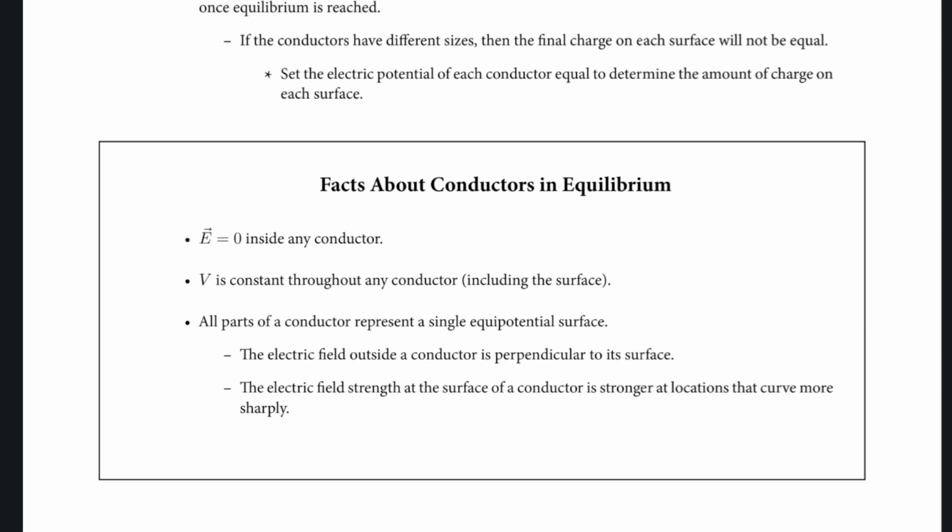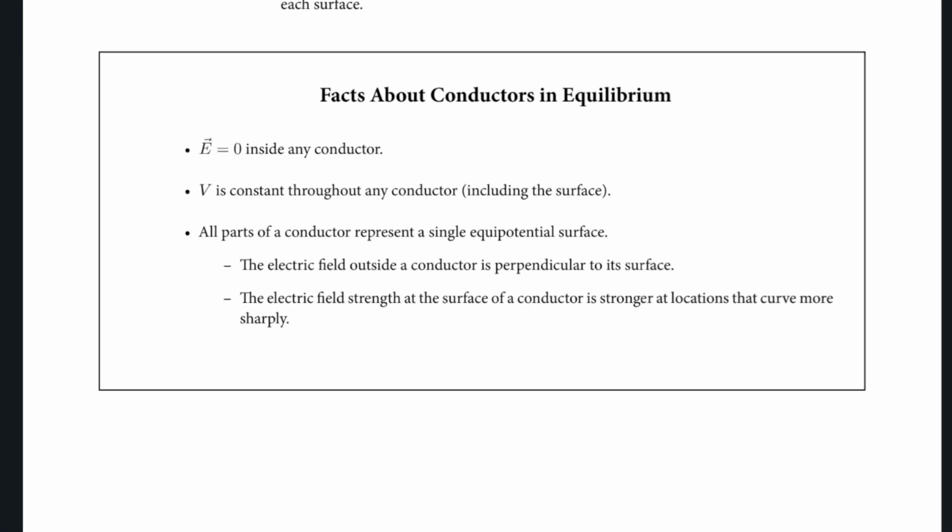So here's our little conductor fact sheet. E equals 0 inside any conductor, and V is constant at all points. All parts of a conductor are an equipotential surface, so the E field is perpendicular, and the E field is stronger where the curve is more sharp or has a smaller radius. Both of those are the same.